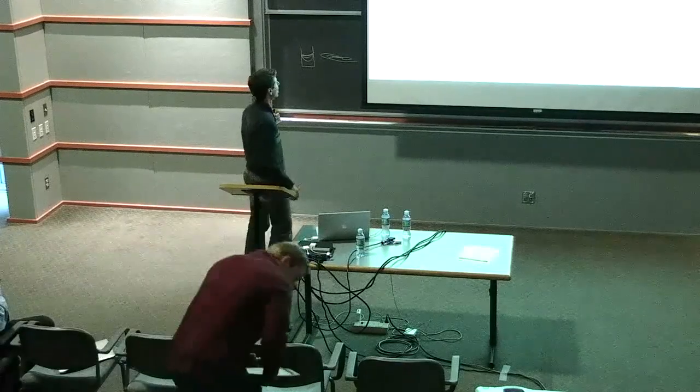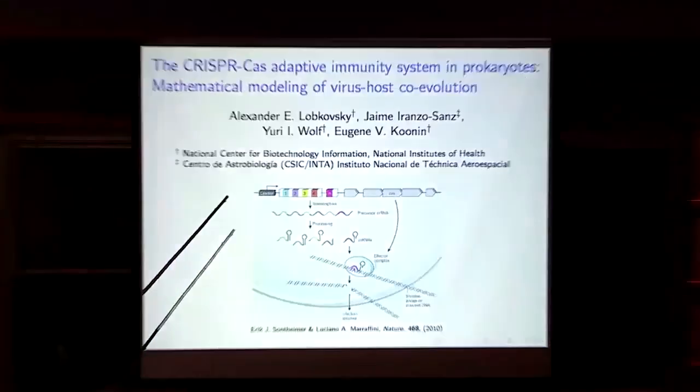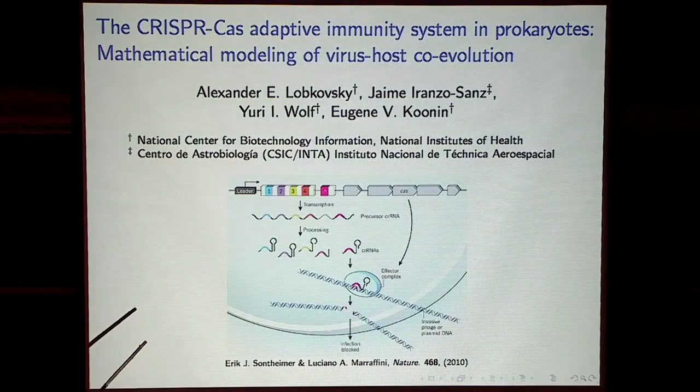I come to you from NCBI, where I work with Eugene Koonin, who gave a talk this morning, which is a biological introduction to the arms race between viruses and their hosts. And here I will focus on one such mechanism of a virus-host interaction, namely the recently discovered adaptive immunity in prokaryotes called CRISPR.